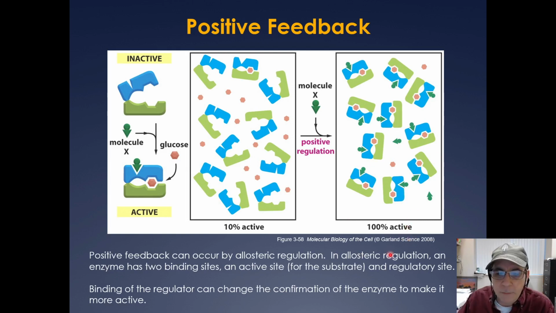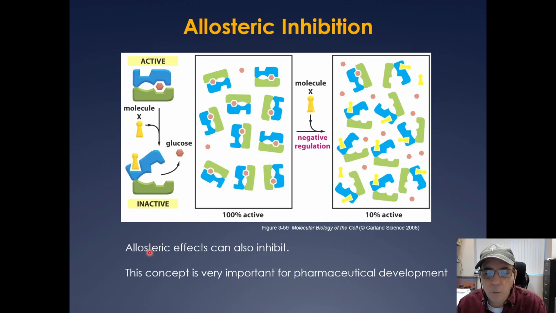Positive feedback occurs by allosteric regulation, and in allosteric regulation, an enzyme has two binding sites. It's got an active site for the substrate over here, and then a site for the allosteric regulator to bind. This can often change the conformation of the enzyme. The same thing works with allosteric inhibition or feedback, and this can sometimes be how feedback inhibition works.